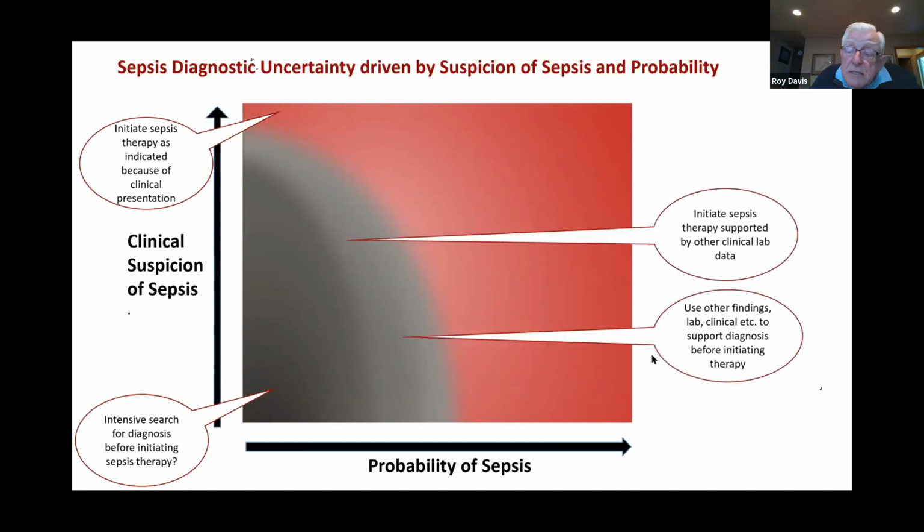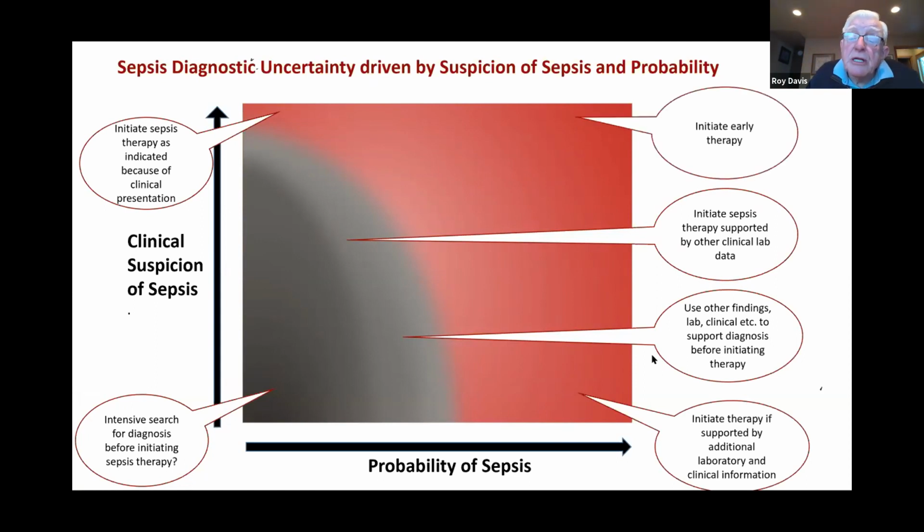Patients that fall in the intermediate group are usually started on antibiotics early in an attempt to meet CMS guidelines and initiate early therapy. This group of patients who have a low clinical suspicion but high probability are sometimes missed because of that low clinical suspicion. And we all initiate therapy in this group, early therapy, because of that high probability and high clinical suspicion.